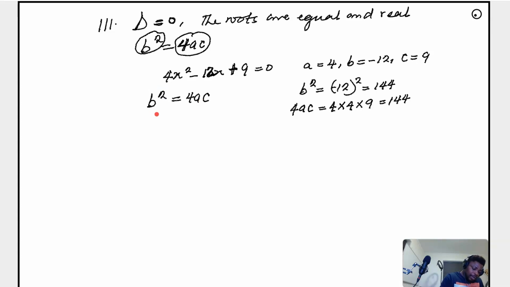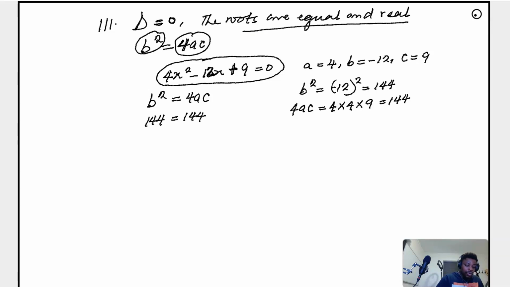So what is b squared? 144. What is 4ac? 144. So if you solve this, the root of the equation is going to be equal and real root. Now, let's solve so that you can see why I said the first one is complex and not real, while the second one is real and different root, and the last one is equal and real root.